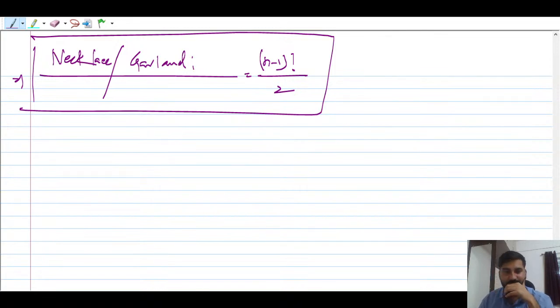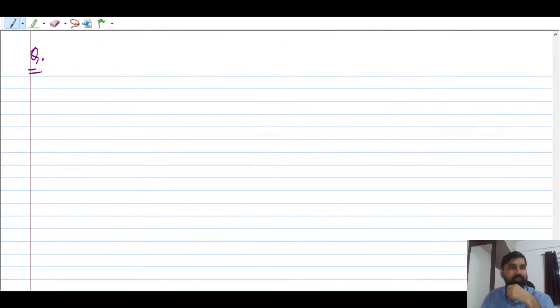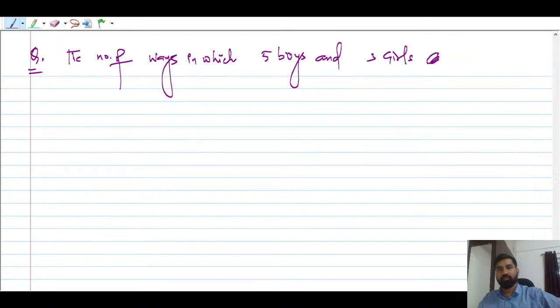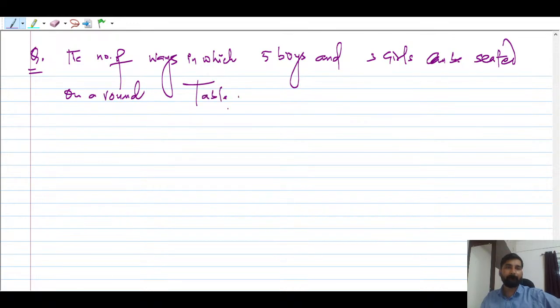So let me take one question here. The question says this: the number of ways in which 5 boys and 3 girls can be seated on a round table. It is not that important, but I'm just telling it for the sake of completeness, because we have to start probability very soon. After a few sessions, probability will be started. Now they have said round table, which means it is a matter of circular permutation.